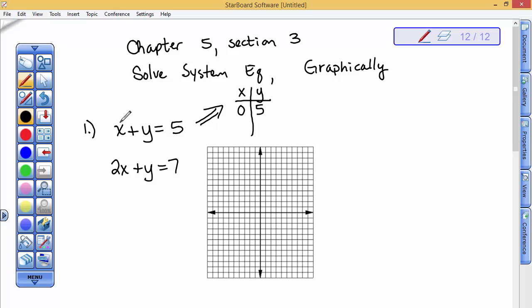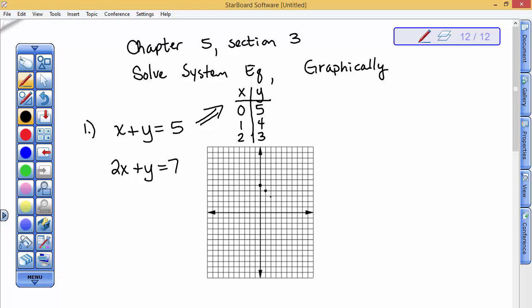Or what if x was 1? What would I have to add to 1 in order to get 5? And you know you'd have to add 4 to that. Or if x was 2, I'd have to add 3. And I can just create a table of values for that one. So x is 0, I don't go anywhere in this direction, I go up 5. X is 1, I go to the right 1 and up 4.